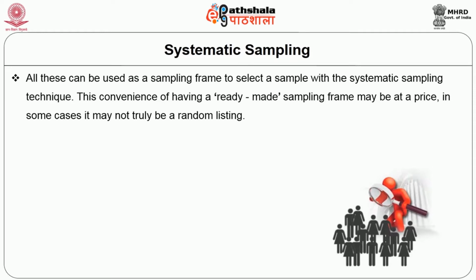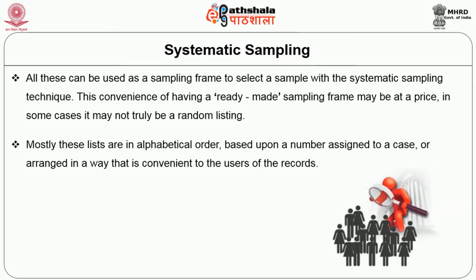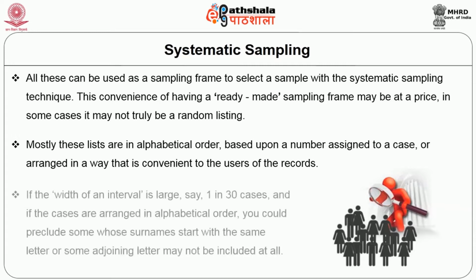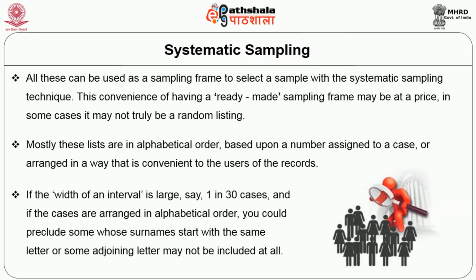This convenience of having a ready-made sampling frame may come at a price. In some cases, it may not truly be a random listing. Mostly, these lists are in alphabetical order, based upon a number assigned to a case, or arranged in a way that is convenient to the users of the records. If the width of an interval is large, say 1 to 30 cases, and if the cases are arranged in alphabetical order, you could preclude some whose surnames start with the same letter, or some adjoining letter may not be included at all.